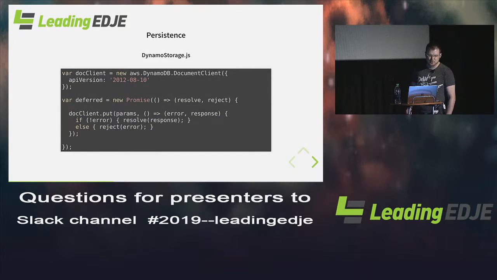AWS has Dynamo storage, likewise wrapped in a promise. That was relatively easy to mock out. With the doc line, I was only using the put function. Injecting an alternative to AWS's library was relatively simple since I was using such a small part of it.